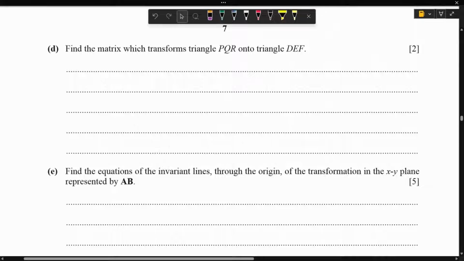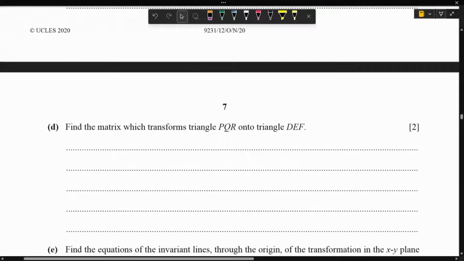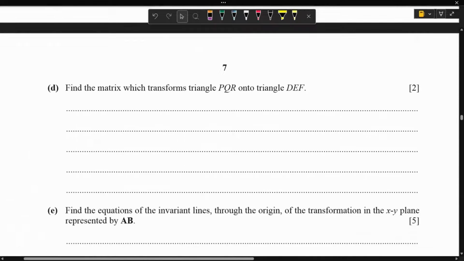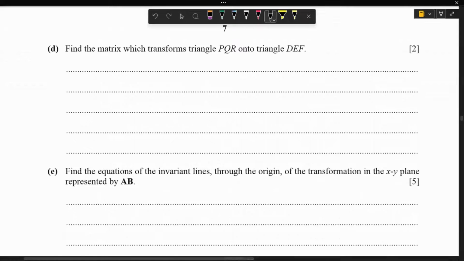Let's go on to part D. Find the matrix which transforms triangle PQR onto triangle DEF. So remember, triangle DEF gives us triangle PQR under the transformation AB. So the reverse, that is for triangle PQR to give us triangle DEF, should be AB inverse. Essentially what they want us to find is the inverse of AB.